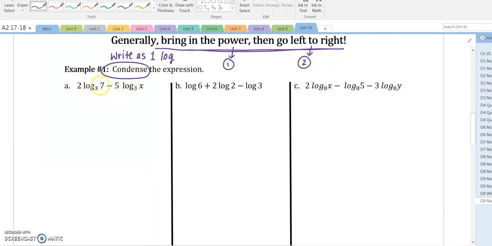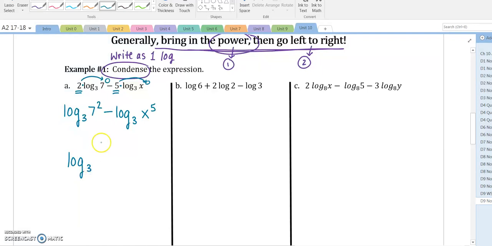So in part A, my goal is to change instead of two logs, I want just one log. But before I can do that, I have to do the power first. So I'm going to take these numbers in front that are being multiplied, and I'm going to move them back to becoming exponents. So they're going to become the exponent of whatever's inside the log. So for example, it'll become log base 3 of 7 squared, and minus log base 3 of x to the 5th. After you do that first step, now we should be able to put it back together.